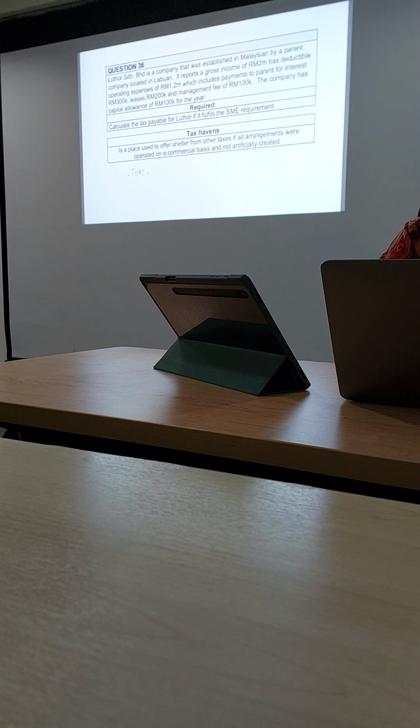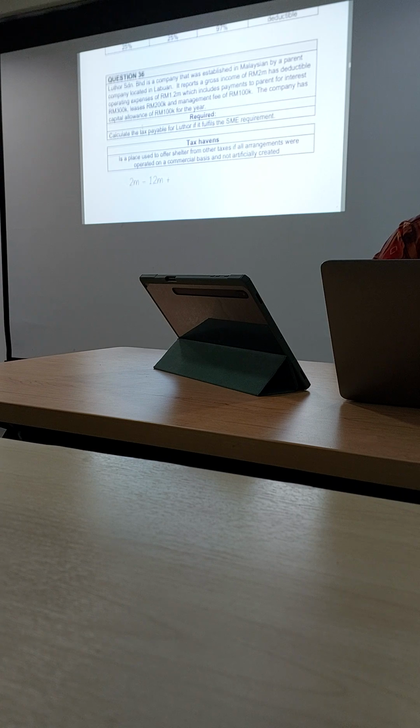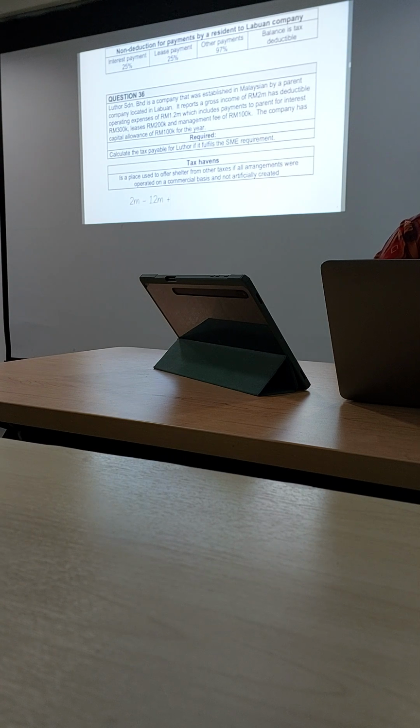Okay, so basically 2 million minus 1.2 million, correct? Okay, this is supposedly like normal business. Yeah. But now you have to add back the 1.2 million. Okay, interest 25% cannot deduct. So 25% of 300k, how much?